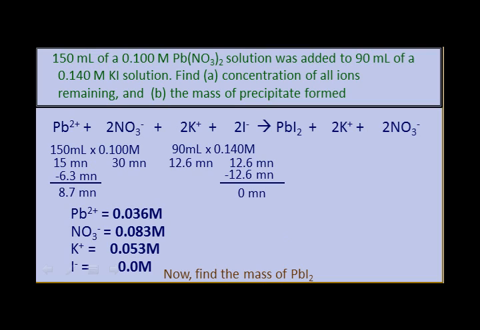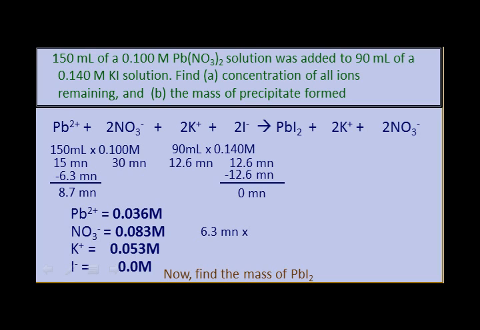Now let's find the mass of lead iodide, plumbous iodide. How do we do this? Well, let's see. How much plumbous iodide did we form? Well, we had 6.3 millimoles of the plumbous ion used, and 12.6 millimoles of the iodide, but that could only go with the plumbous ion, so I believe that we produced 6.3 millimoles of plumbous iodide.